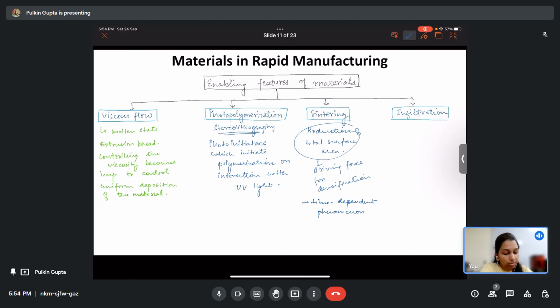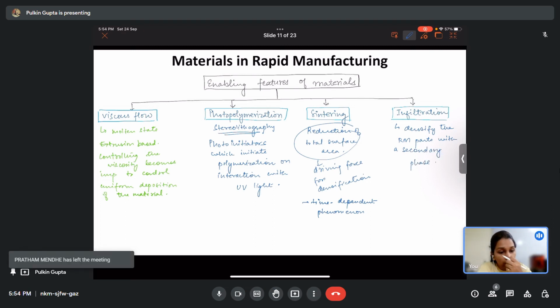Then we have infiltration. Infiltration is a technique which is used for increasing the end use properties, and it is basically used to densify the RM parts with a secondary phase. Suppose you have some porosities, then you can employ some secondary phase and densify it. So that is what is meant by infiltration.